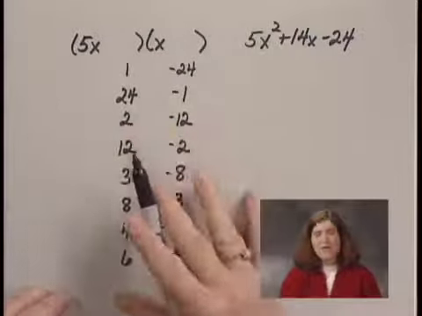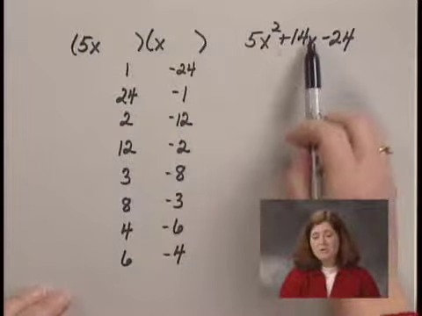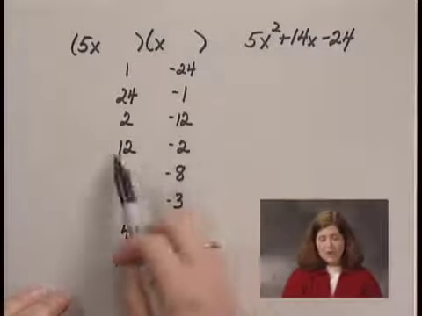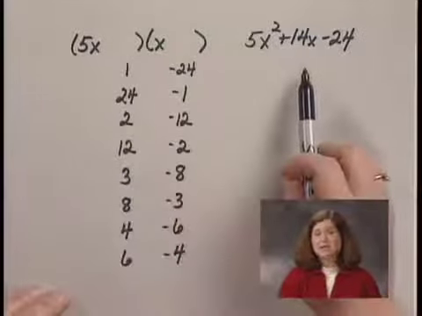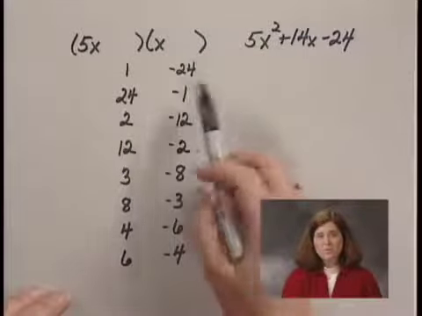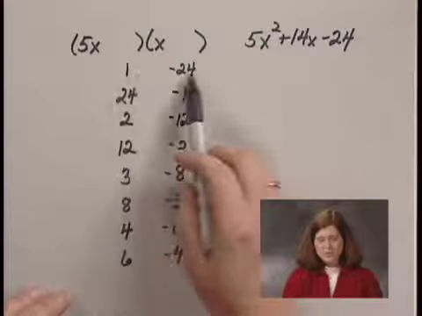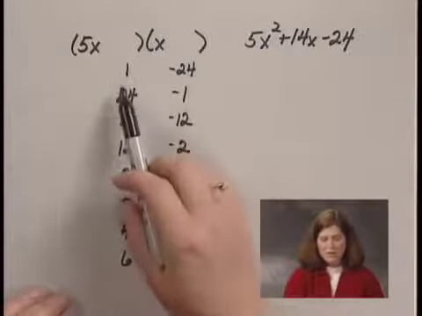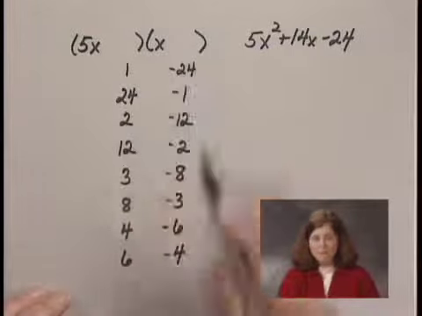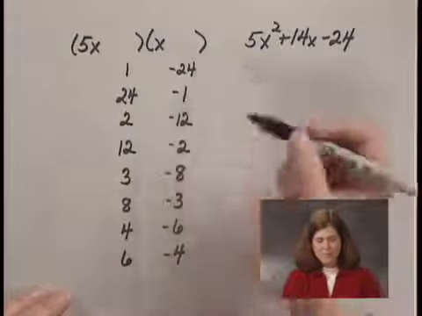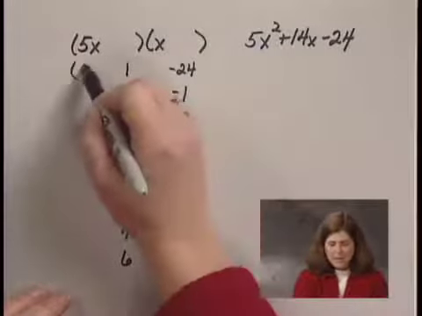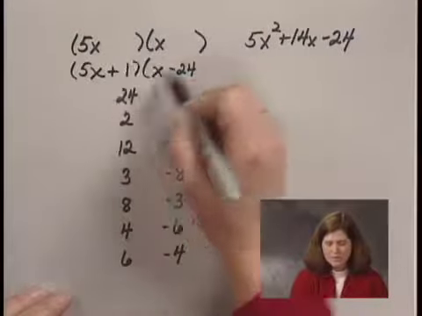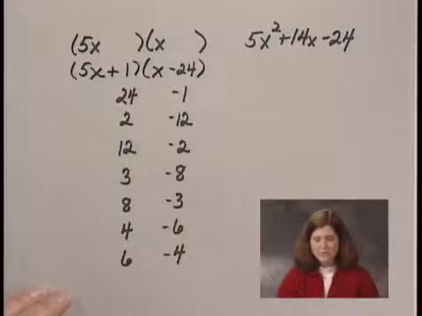If I do a product and I end up with a middle term of negative 14x, then all I need to do is switch the signs of this, and I will get my positive 14x. So that's why I don't have to do negative 1 and 24. If I don't get positive or negative 14x, then I know that the other way of writing this, negative 1 times positive 24, can't be right either. So I am going to try 5x plus 1, x minus 24.